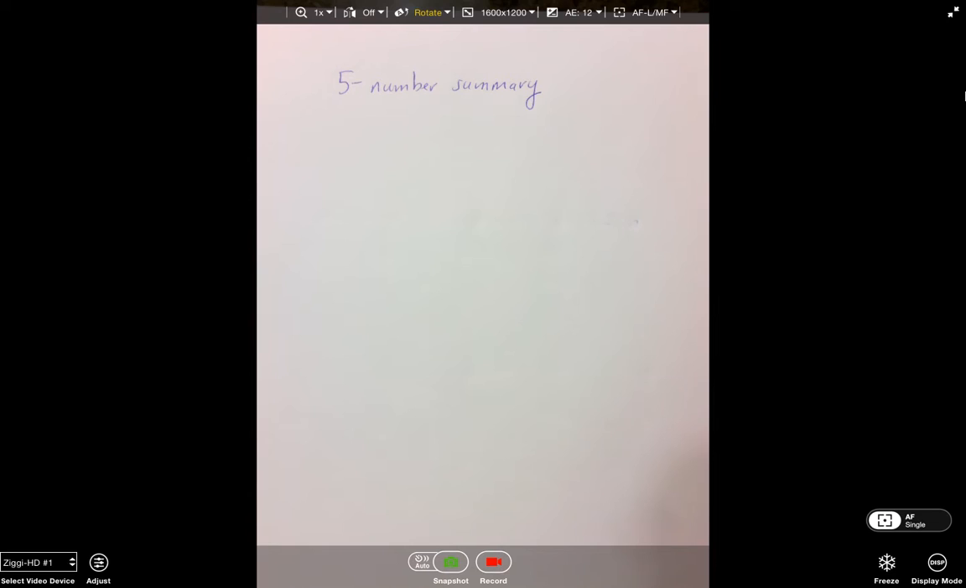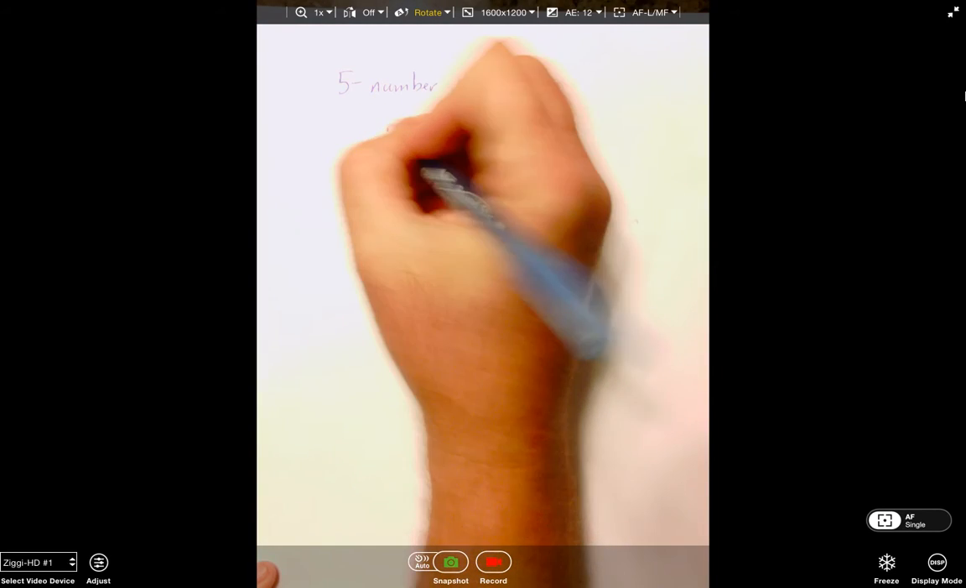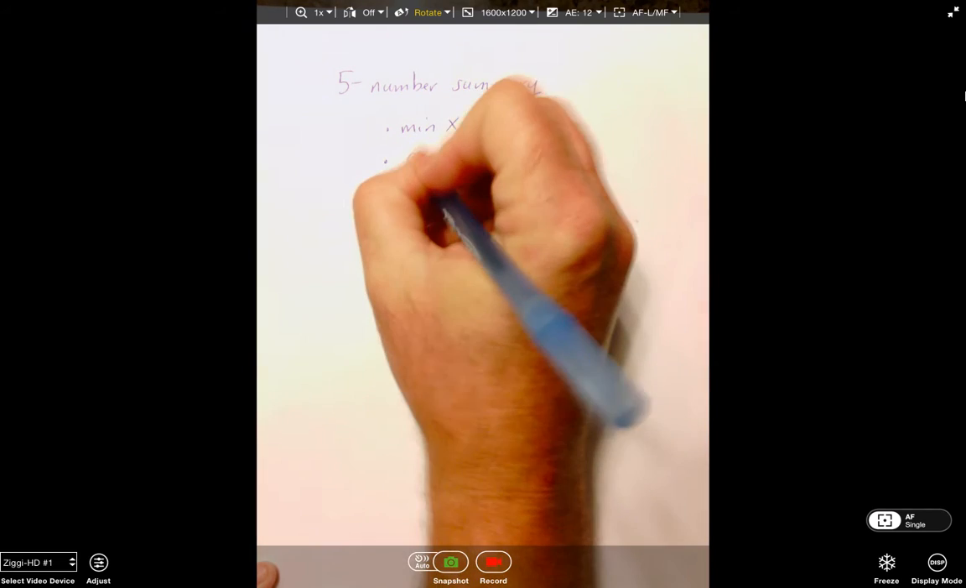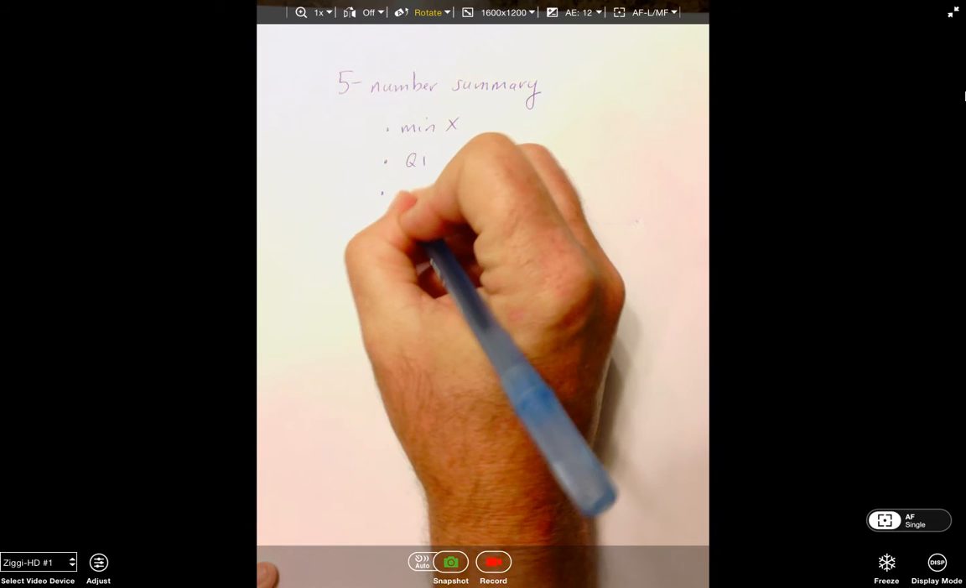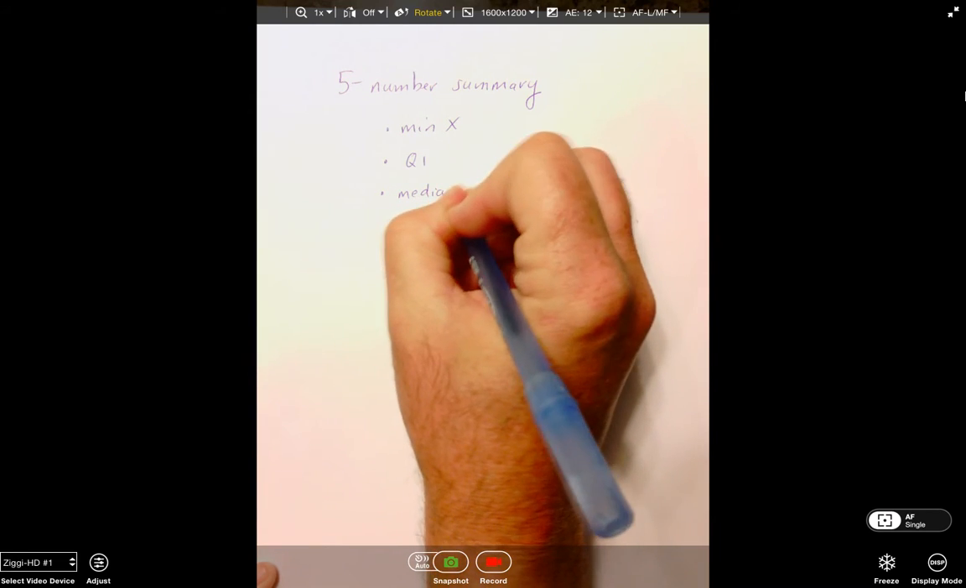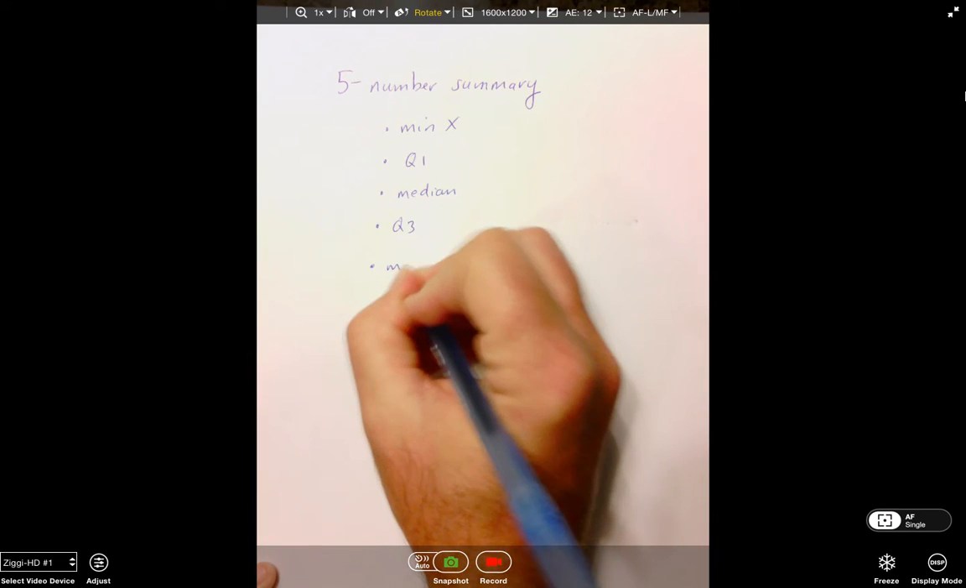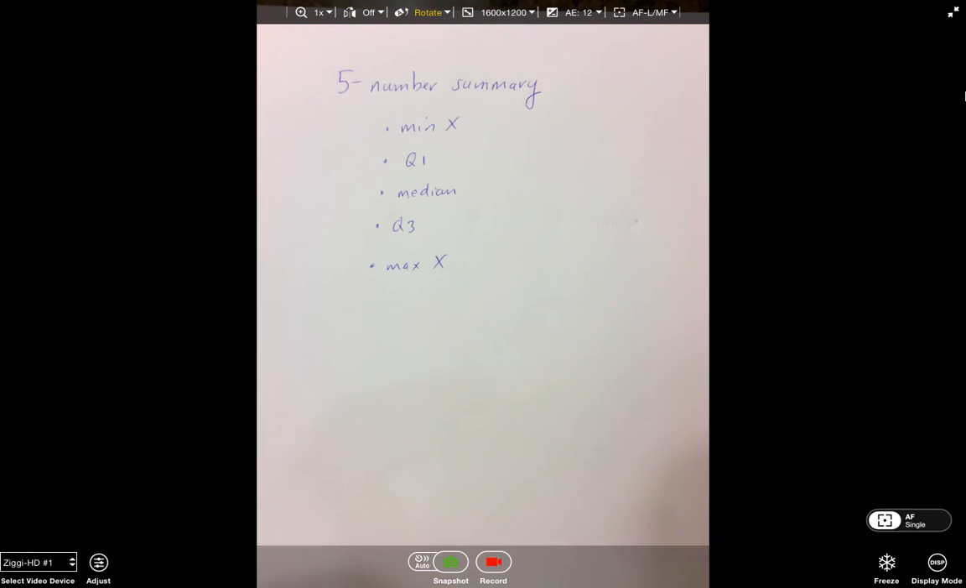called the 5-number summary. So guys, the 5-number summary consists of the following. Consists of the minimum value, Q1, the median, Q3, and the maximum value. Okay? So gang, our 5-number summary is 47, 60, 79, 82, and 92.